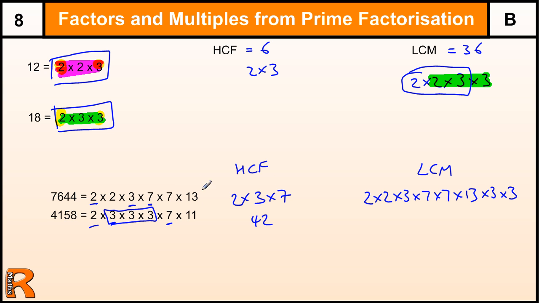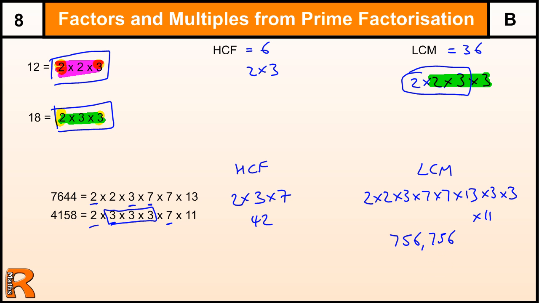But then I need to add the 11 and 13. Well, not add, I need to multiply by the 11. The 13's already there. So I've got this big long number, 2 times 2 times 3 times 7 times 7 times 13 times 3 times 3 times 11, which is actually just the 7,644 times by 99, which is times by 3 times by 11. And that number gives us 756, I believe. So that would be the lowest common multiple they both go into.